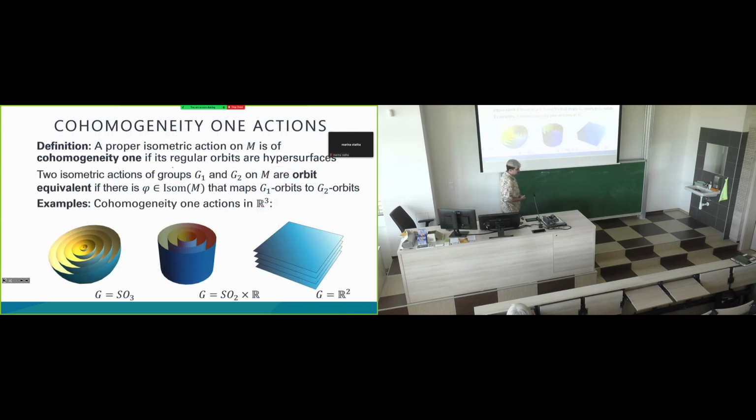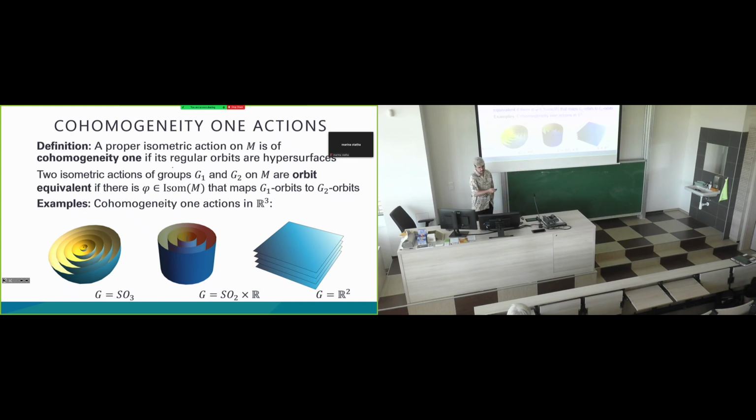So, first of all, I should remind what a cohomogeneity action is. A cohomogeneity action on a given Riemannian ambient space M is a proper isometric action whose regular orbits, that is, the ones of maximum dimension, are hypersurfaces. We are interested in this problem because we are interested in studying homogeneous hypersurfaces, and this is the same, because a homogeneous hypersurface is always the orbit of a subgroup of isometries.